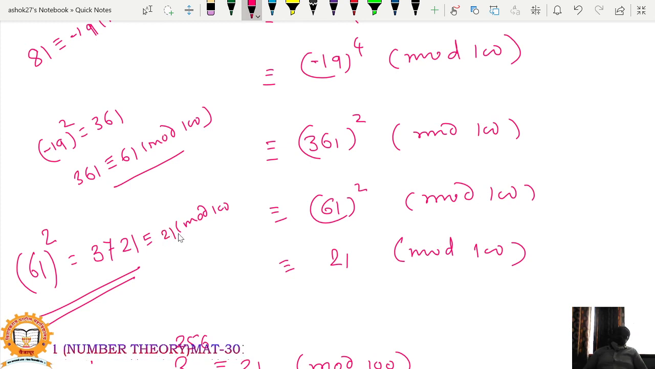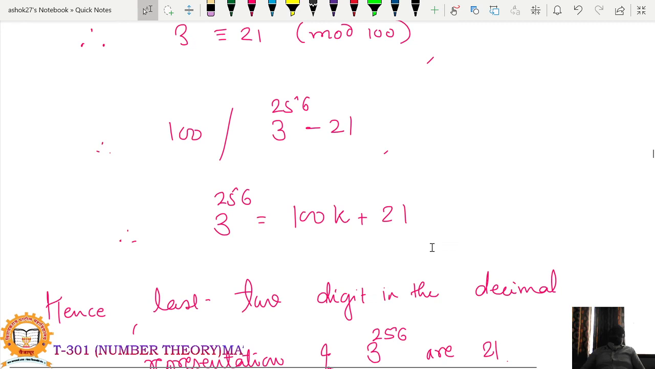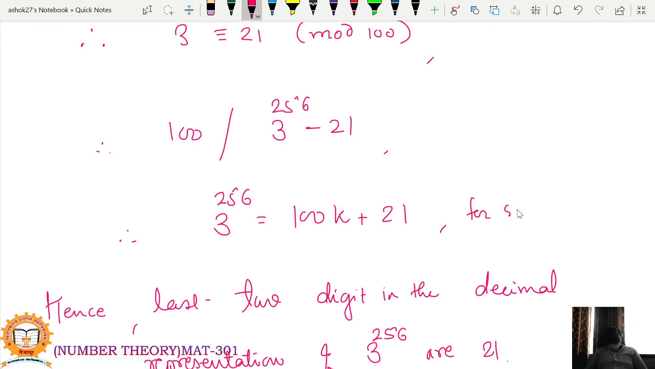3721 is congruent to 21 modulo 100. So you'll get 3 raised to 256 is congruent to 21 modulo 100. So what is that? It means that 100 divides 3 raised to 256 minus 21, or using the definition of divisibility relation, you'll get 3 raised to 256 equal to 100 into k plus 21, for some k belongs to Z, and therefore 21 is the remainder when 3 raised to 256 is divided by 100.